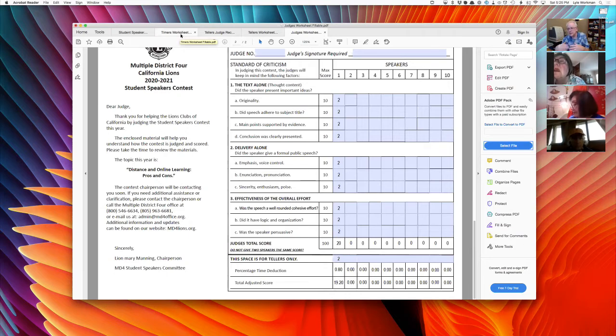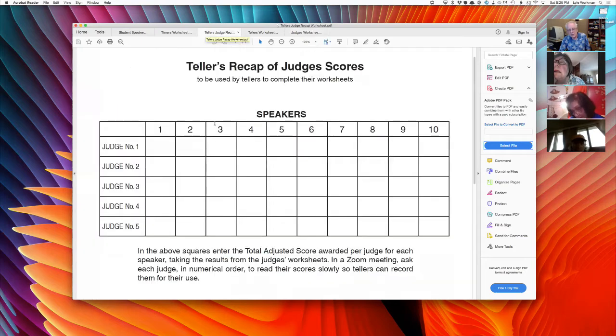In a live contest, the teller would have the judge's sheet. You understand what I'm saying? But since we're online, we have to get the information from the judge, and the tellers would write the information down as the judge announces it. Now, for speaker number 1, there's 1, 2, 3 scores. I'm supposing that speaker 1 and 3 are tied. Here's the 3 scores for speaker number 1. Here's the 3 scores for speaker number 3.